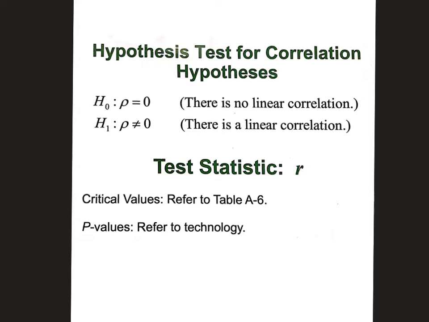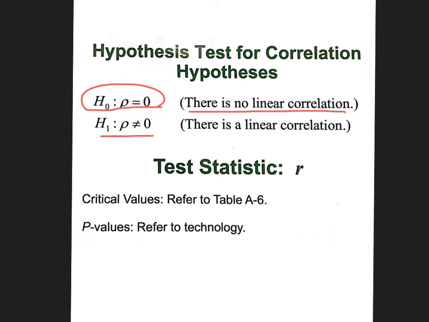Hypothesis test for correlation, hypotheses. This is going to be our H0 every single time. We're going to say rho equals 0. And if rho is 0, what that means is that there is no linear correlation. Remember, the closer rho gets to 1 or to -1, the higher the correlation. If it's close to 0 or is 0, there's no correlation.